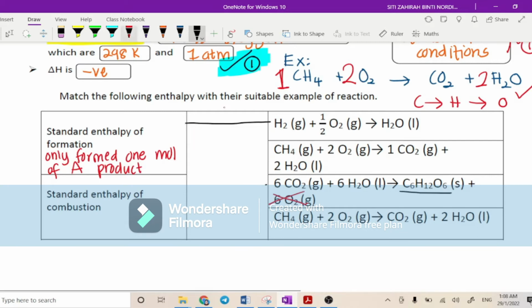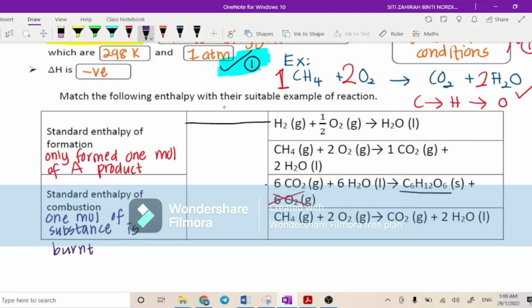Next, for the standard enthalpy of combustion, 1 mole of substance is burned. Okay, let's take a look at the first example. So yeah, this is right. This is the standard enthalpy of combustion because we burned 1 mole of hydrogen. Okay, what about this third example? There is no oxygen, right? So this is not a combustion process, and neither is it a formation. So we must exclude this example.